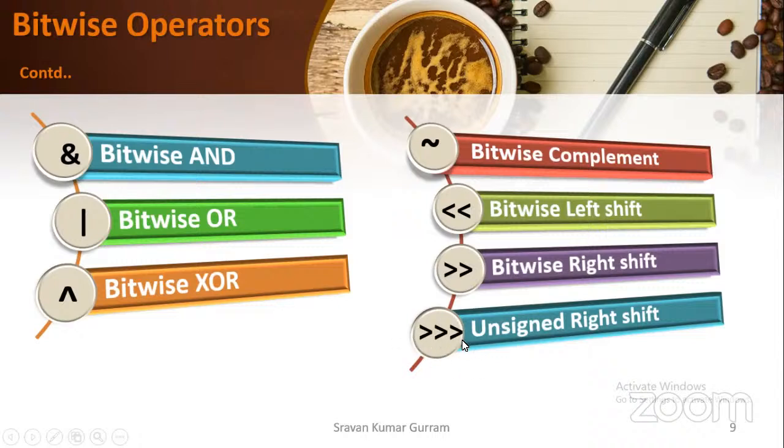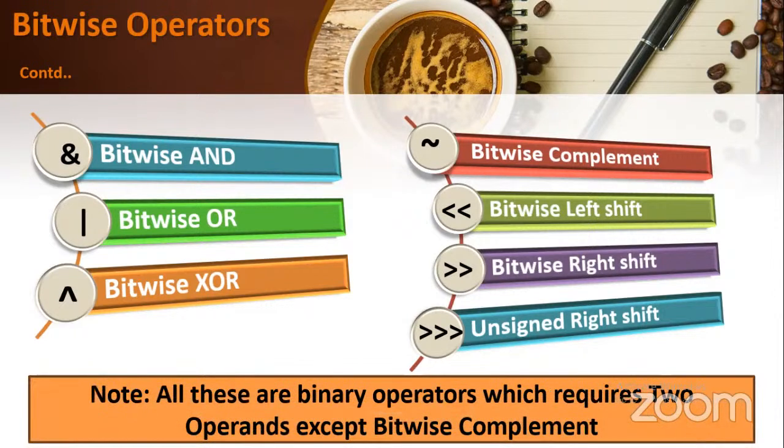This is not available in C, C++. It is available in Java itself, but the remaining six bitwise operators are also available in C, C++. All these are binary operators which require two operands except bitwise complement. We already covered the point that some operators are binary operators, some operators are unary operators. In this, all the operators are binary operators except bitwise complement.